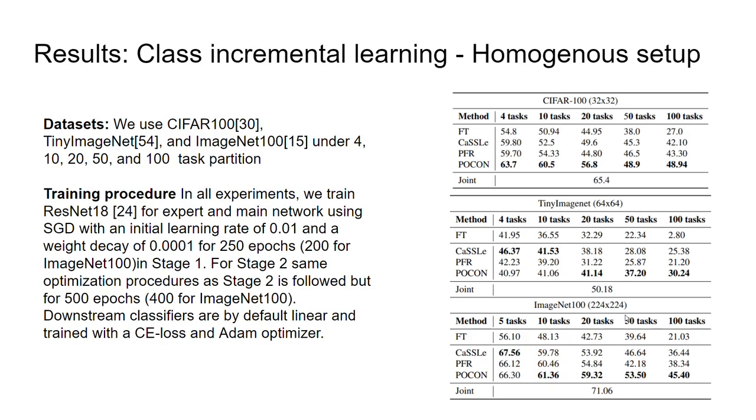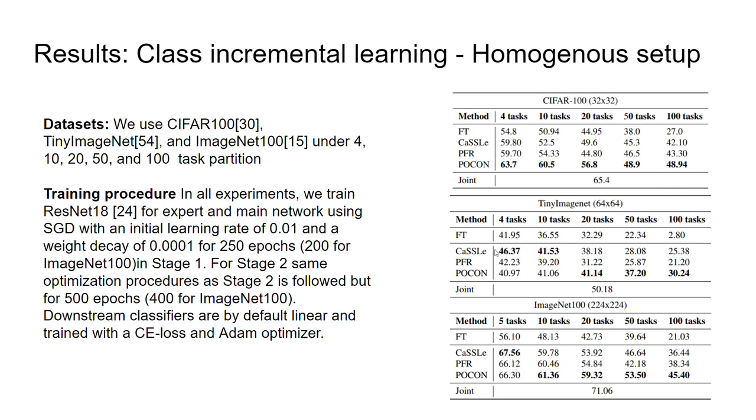Here we have results for class incremental learning, but under the homogeneous setup, which means that the architectures of the main and the expert network are the same. We use CIFAR 100, Tiny ImageNet, and ImageNet 100 under 5 different task partitions: 4, 10, 20, 50, and 100 tasks. As you can see in CIFAR, our method is better for all possible task partitions.